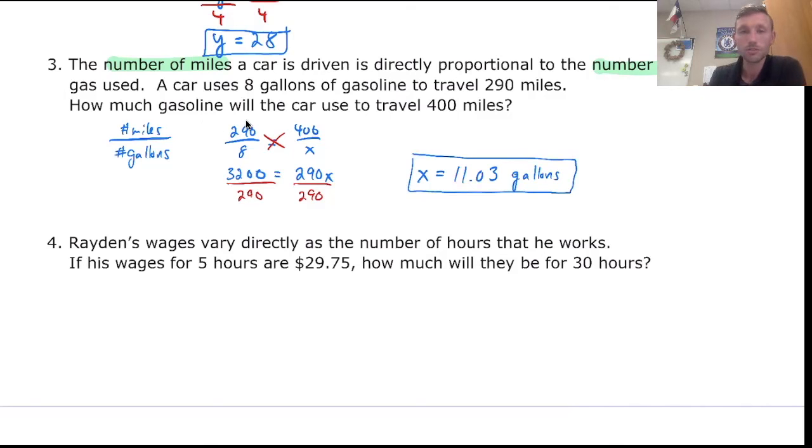So again, make sure miles is on top, gallons is on the bottom. Or flip it, do miles and miles on top, but gallons and gallons on the bottom. Either way, as long as you're consistent on both sides. Pause it now and try number 4. I'll work it out.